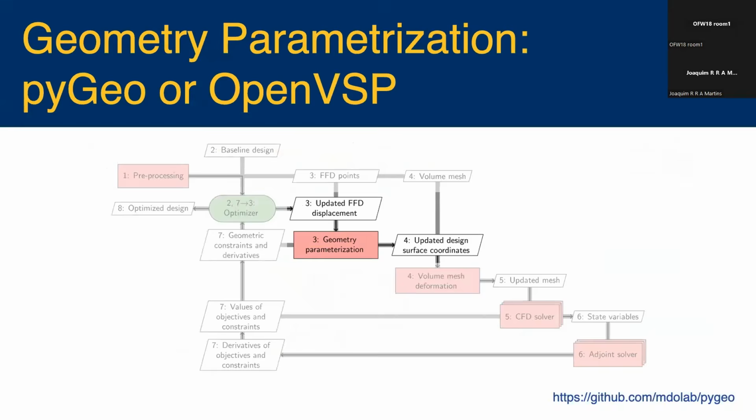Okay, so now that the teaser is over, I'm going to explain a bit more how we do this. Next, we have geometry parameterization. This is a module called PyGeo. But again, because it is modular, we can also use other ways of parameterizing the geometry. In this case, OpenVSP also works.